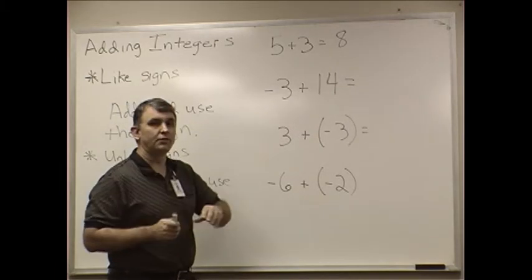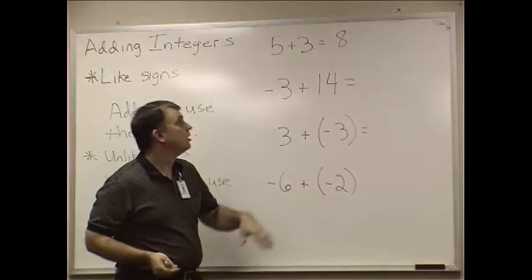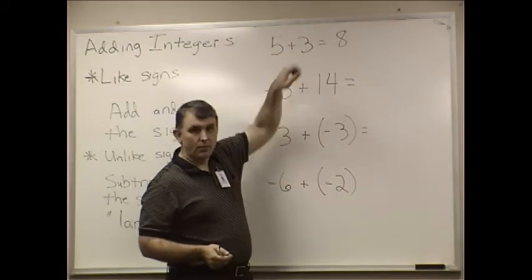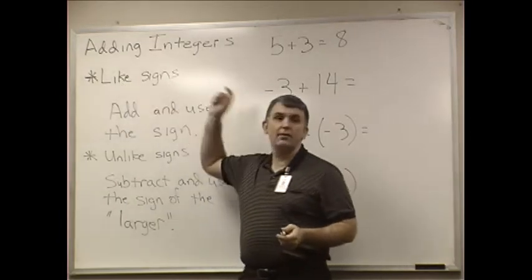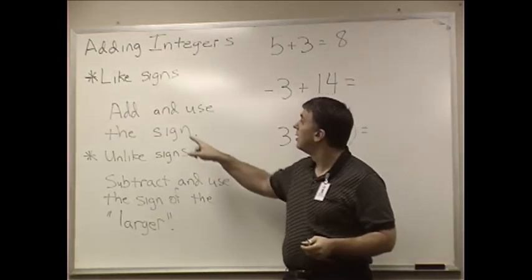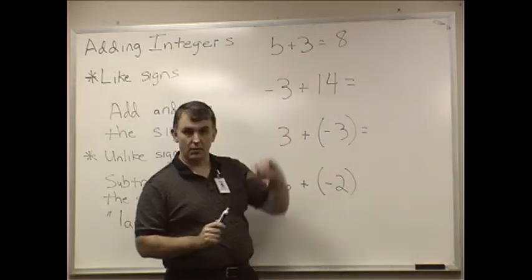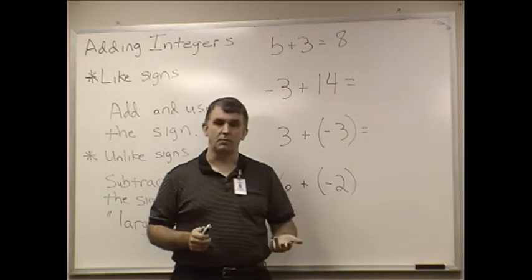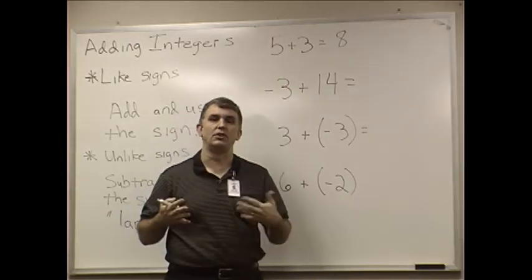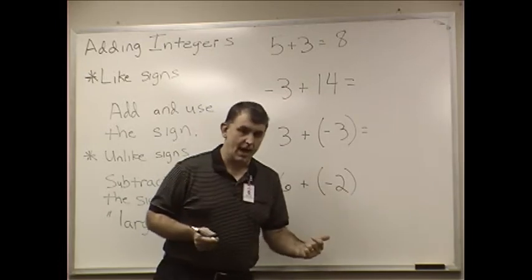So 5 plus 3, let's just take a look at that for a moment. They're both positive. The 5 is positive, the 3 is positive, and if we go back to our rules, that would mean that they have signs that are alike. And this is add and use the sign. Well, we know 5 plus 3 is 8. This is positive, and the answer is positive. And I know a lot of you are saying, well, duh, we know the answer is positive. But it goes a little bit deeper than that.